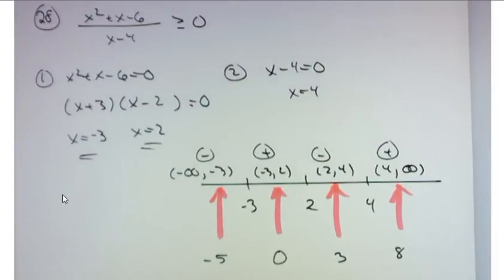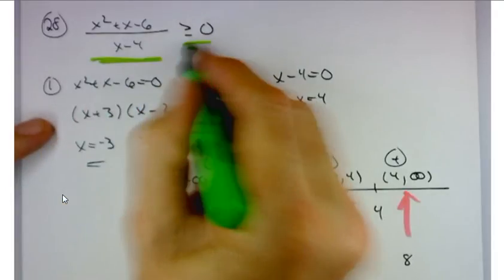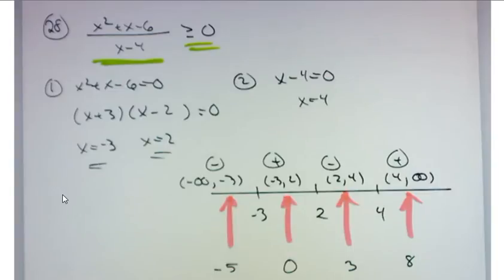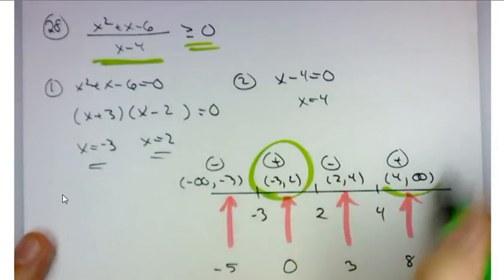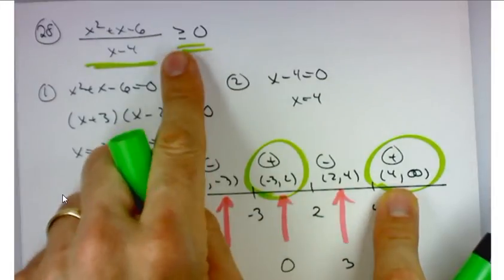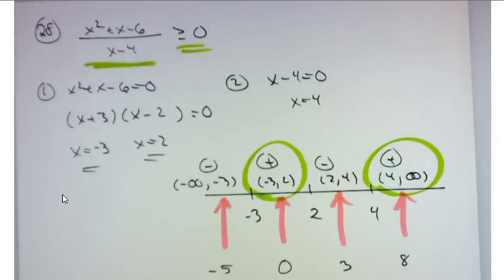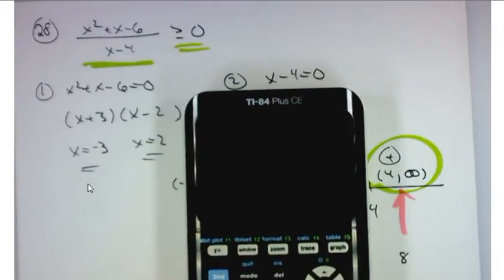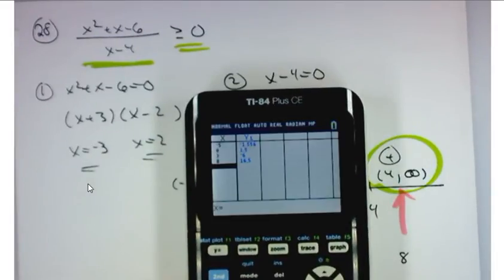Positive intervals. I want to know where this is greater than or equal to 0. That comes from this inequality right here. So I want the positive intervals, that'd be this one and this one. Now, it's worth a moment, because I've got a greater than or equal to, I've got to think about the endpoints. Do I want to include negative 3, 2, or 4? And if you're not sure, look, you can just type those into your calculator. See what it tells you.